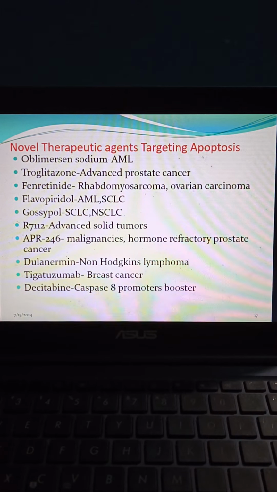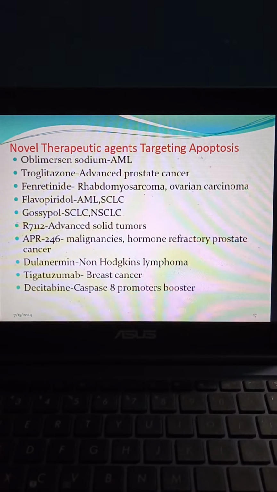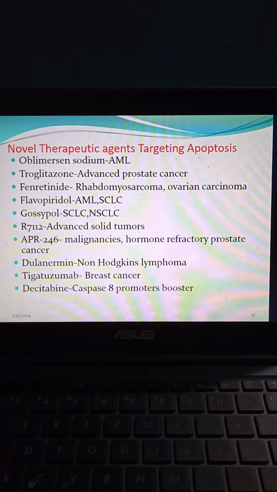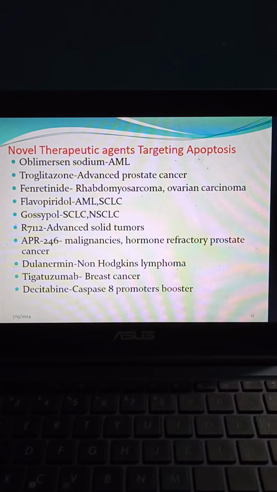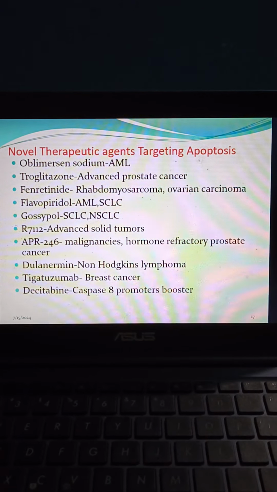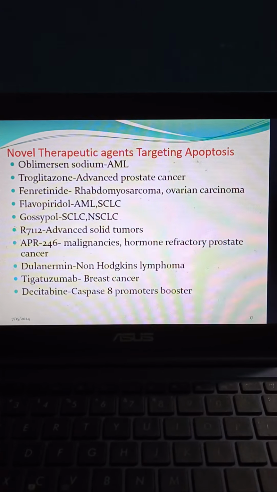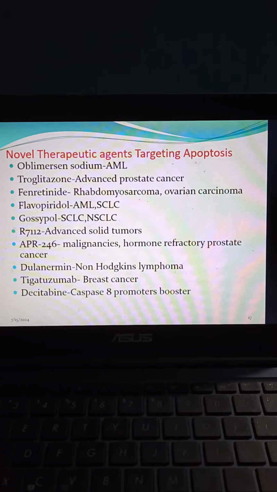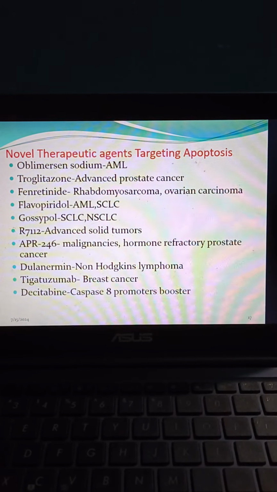Then R7112, advanced solid tumors. APR246 in malignancies, hormone refractory prostate cancer. Dulanermin, non-Hodgkin's lymphoma. Tigatuzumab in breast cancer. Decitabine in caspase 8 promoter booster.